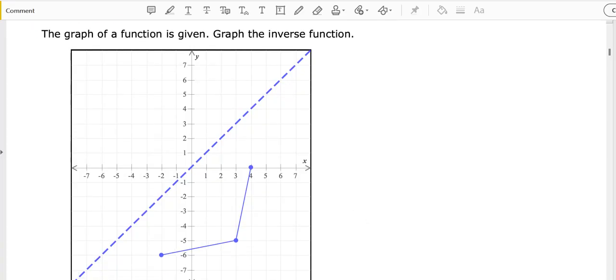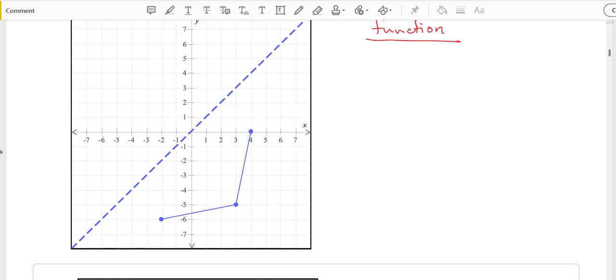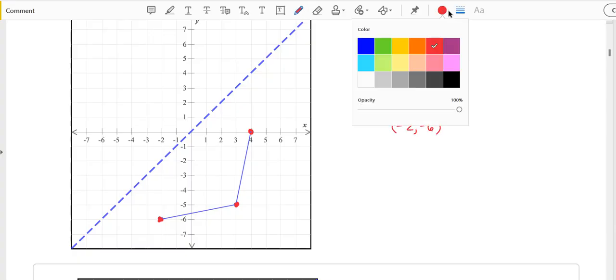Question 4. The graph of a function is given. Graph the inverse. We have to remember that a function and the inverse, they switch the x's and y's. So here on the function, I know 3 points. I know the point (4, 0). I know the point (3, -5). And I also know the point (-2, -6).